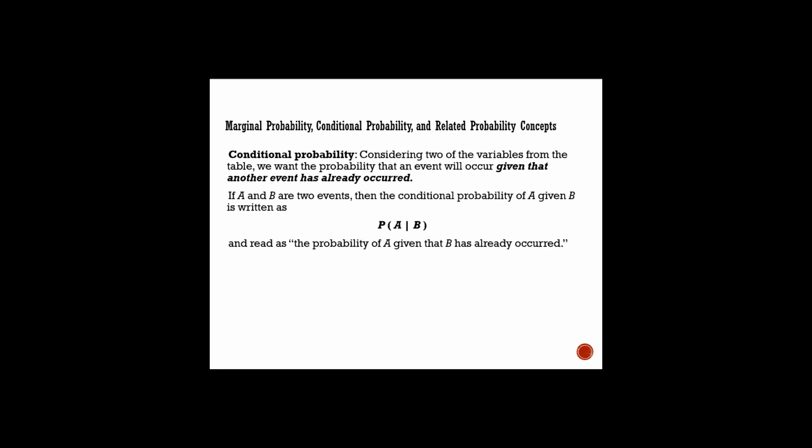Conditional probability is different. Conditional probability considers 2 of the variables from the table. We want the probability this time that an event will occur given that another event has already occurred. Now, when I say the event has already occurred, it means really given that I've already made a decision that this is the condition I'm interested in. So if A and B are 2 separate events, we would say the conditional probability of A given B, the probability of A given that B has already happened, is written as probability of A, and that's just a straight line, is how we say given B. That's how we read it, probability of A given B.